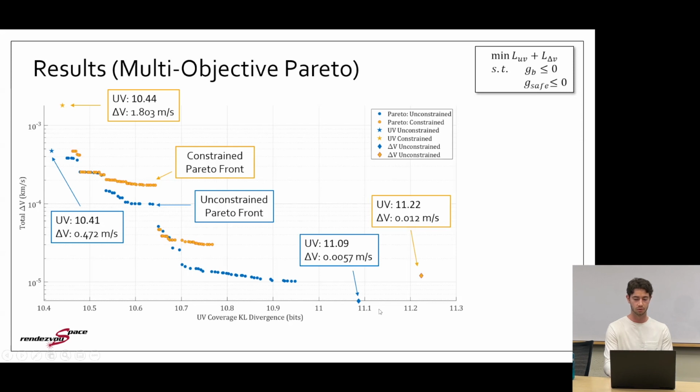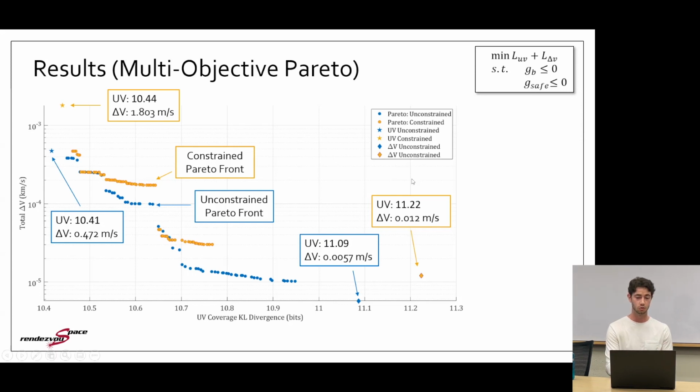But we also have results for the optimal delta V case. One interesting thing to highlight is that the optimal delta V configuration versus the optimal UV configuration varies by several orders of magnitude. So there really is a meaningful difference in what is our best coverage and what is our best from the propellant mission objective perspective.